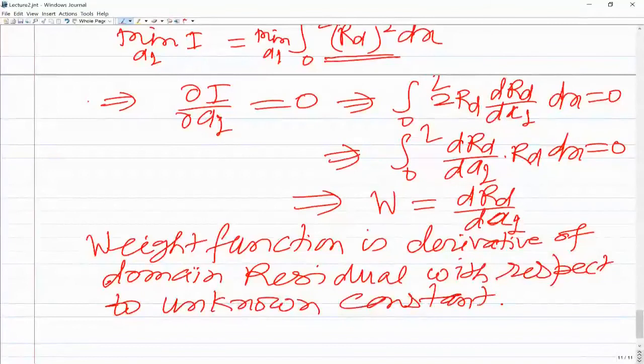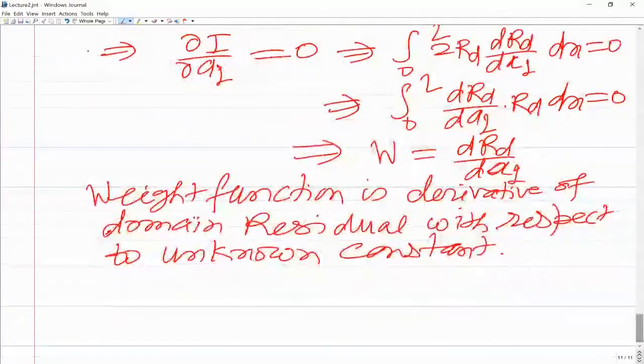So this is known as the method of least squares, where the weight functions are chosen as the derivatives of the domain residual with respect to the unknown constants. In this case, there is only one unknown constant a1, so only one weight function. If there are more unknown constants, then Rd would be a function of that many unknown constants, and we will have that many weight functions, which would be the partial derivatives of the domain residual with respect to those unknown constants.